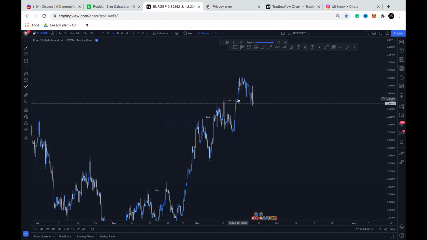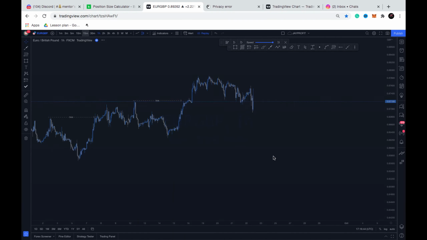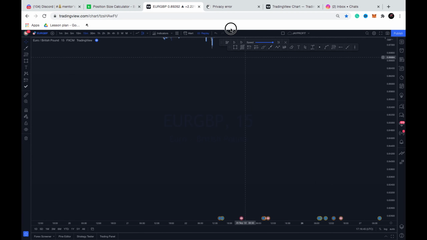So since I saw this break of structure, I know price was going to retrace, definitely based on my belief and the way I trade. I moved down to the 1 hour time frame, definitely to 15. I think it was the 15 minutes time frame. Yeah. Now let me show you something real quick.